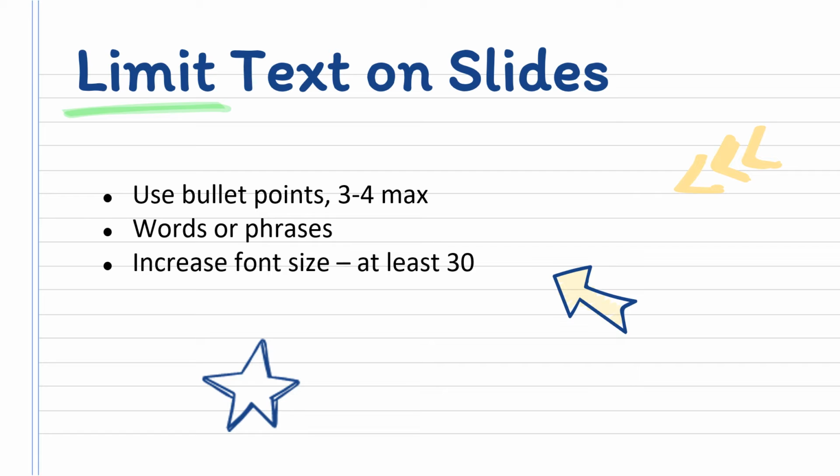So short bullet points are best, with words or phrases instead of complete sentences, and keep it to just a few per slide. Also, use larger font sizes. For in-person presentations, you want to be sure that the people at the very back of the room can follow along, so use at least size 30.